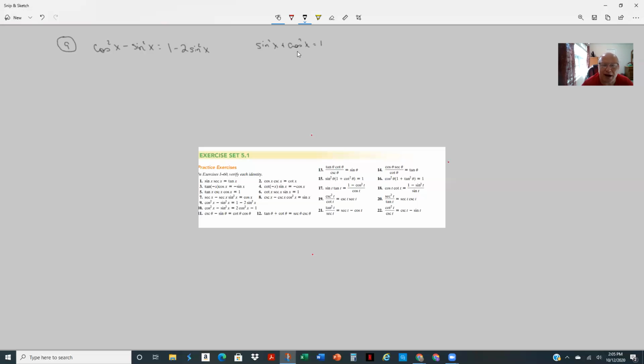Now, typically, when you're trying to prove that the left side is equal to the right side, you can't bring something from the left side to the right side, except if you already know it's true.